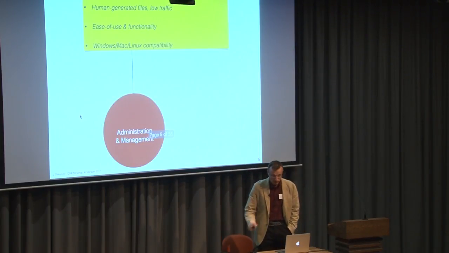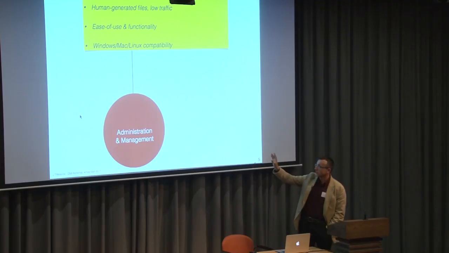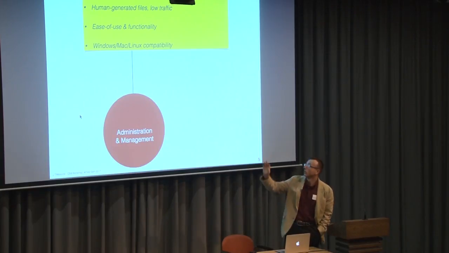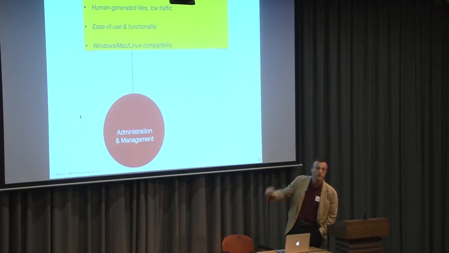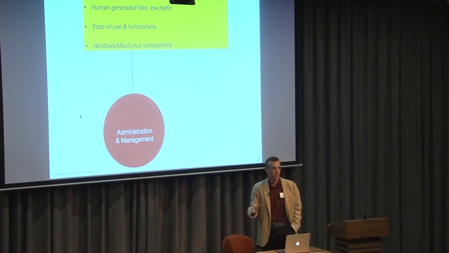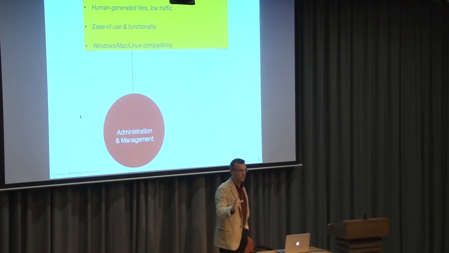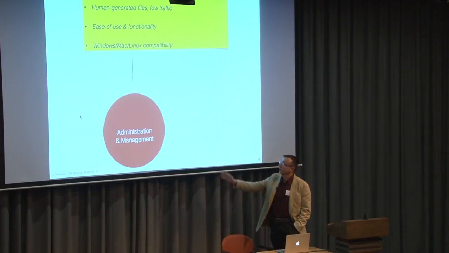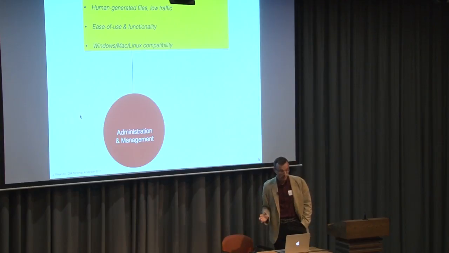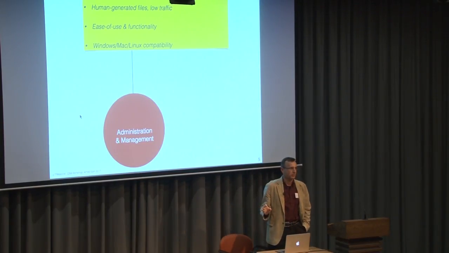If we look a bit more closely at the variety in the user community, we have administration and management people that use CERNBox, and these are the workflows that we all know and love. Office types of workflows with human-generated files, quite low traffic. How many PowerPoint presentations per second can you produce? Okay, we are here busy for 3 days with 50 very nice PowerPoint or PDF files. But in this particular user base, ease of use and functionality is really the key, because a lot of people here are non-technical.